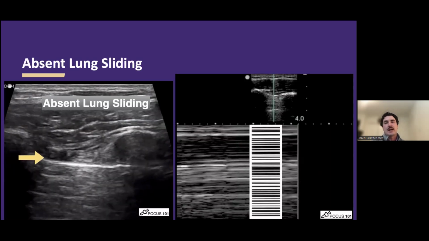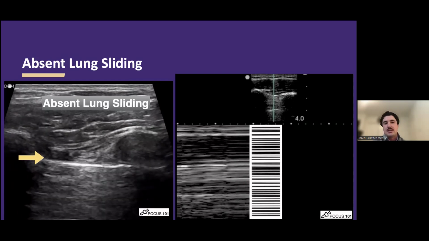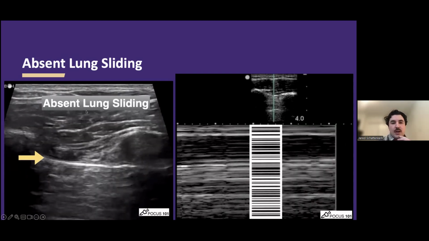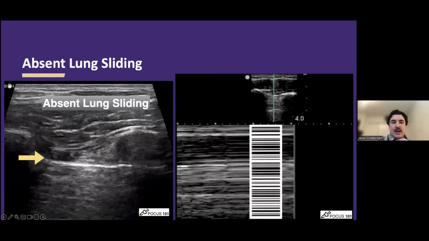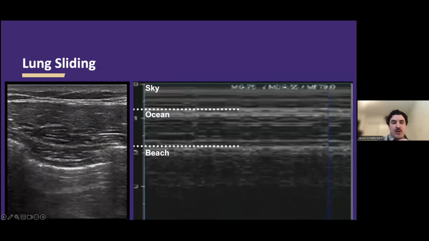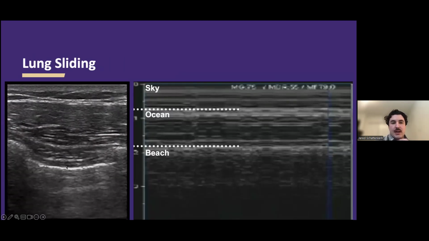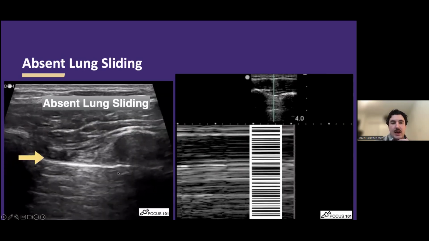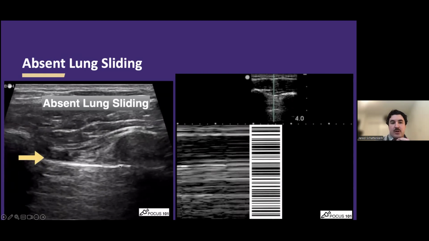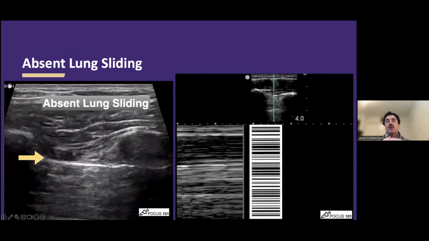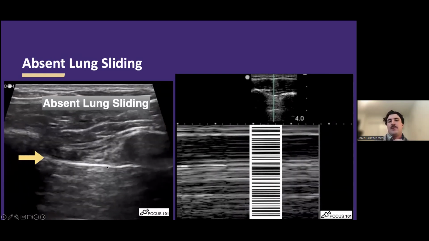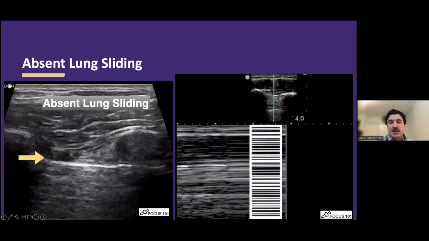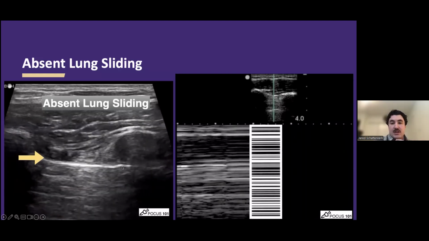So then the next question is what happens if there isn't lung sliding? This is an example of absent lung sliding here. If I quickly go back, you can see this kind of shiny ants on a log appearance, whereas here there's none of that. There's just this single line of pleura and none of those two layers of pleura moving against one another. What this means is that the parietal and visceral pleura have become separated.